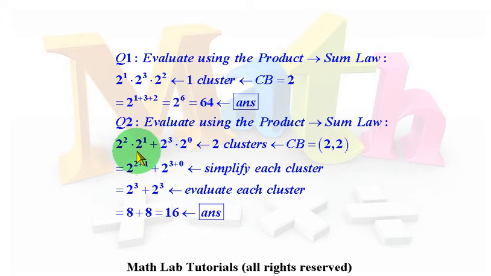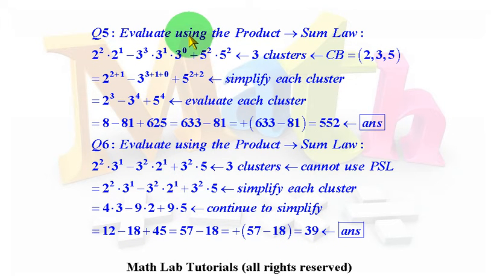So within the first cluster, we get 2 to the power 2 plus 1. Plus, in the second cluster, we get 2 to the power 3 plus 0. Then simplify each cluster. We get 2 to the power 3 here, 2 to the power 3 here. And of course, 2 to the power 3 is 8, and 2 to the power 3 is 8. And 8 plus 8 is 16. So all pretty simple so far.